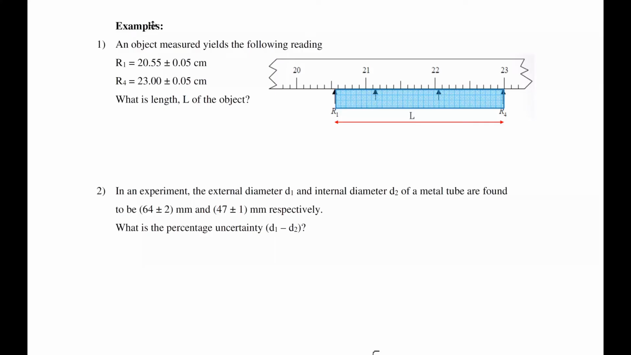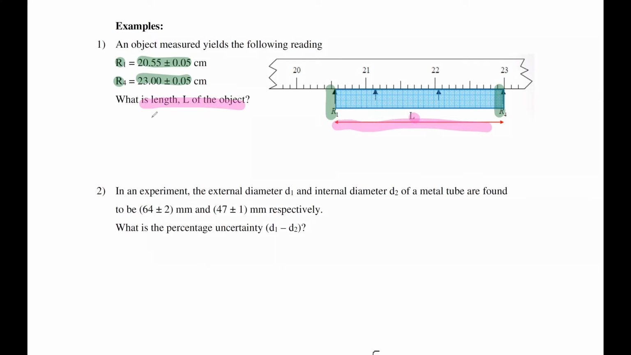Next, let's review some examples. The first example says that there's an object measured that used the following reading. R1 equals 20.55 plus minus 0.05 centimeter. R4 equals 23.00 plus minus 0.05 centimeter. R1 is here, R4 is here. What is the length L of the object?